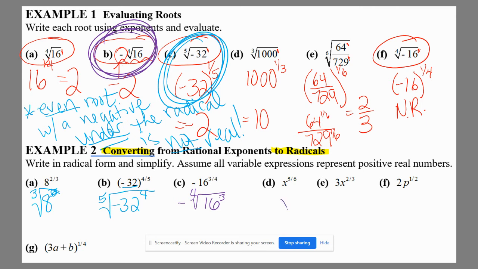Letter D. Our base is X. Our power is 5. Our root is 6. Letter E. This 3 is not grouped in a parenthesis, so that 3 is not part of our radical base. Our radical base is X. We have second power, third root.